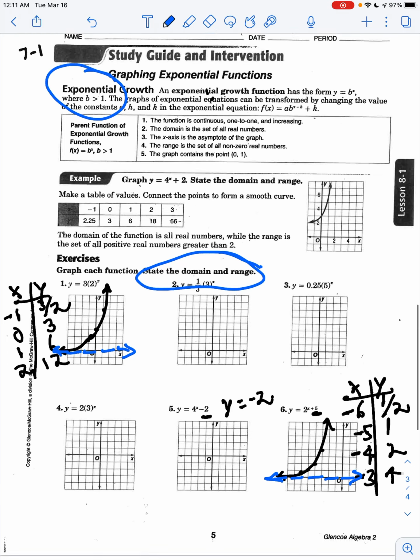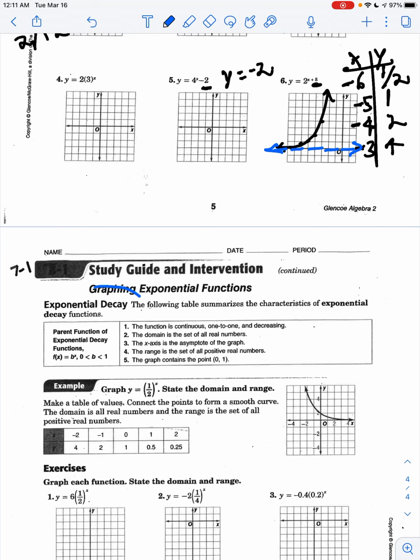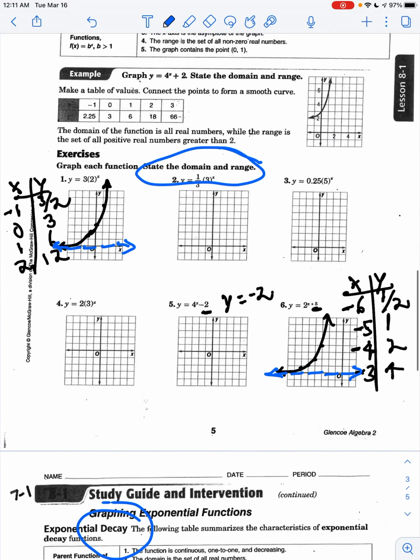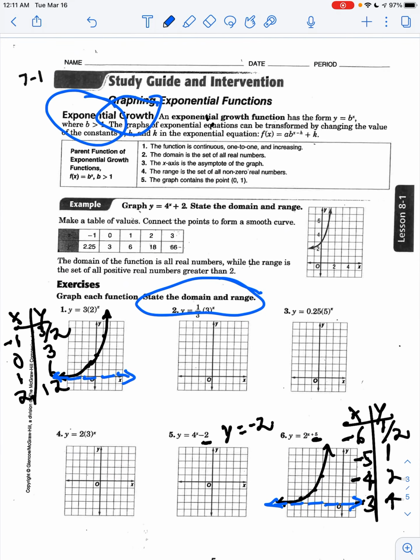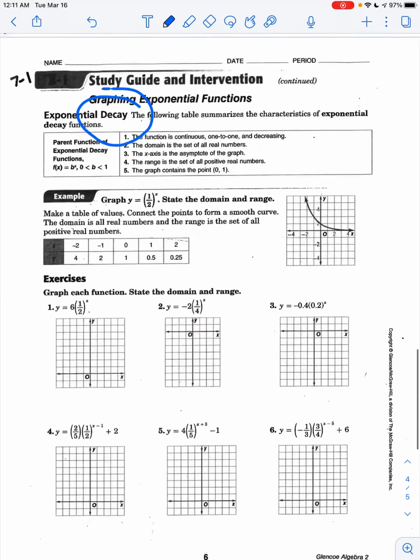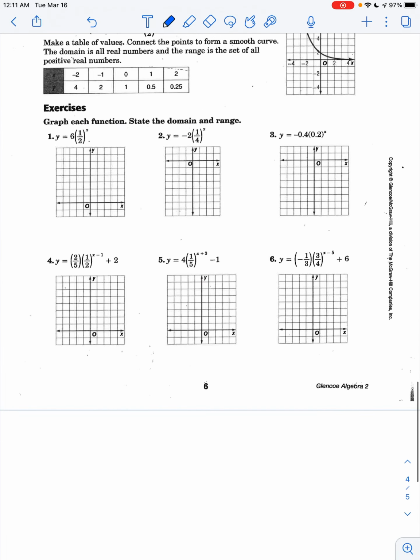And you're going to see a theme. One side is exponential growth, and the other side is decay. And you go about it the same way.